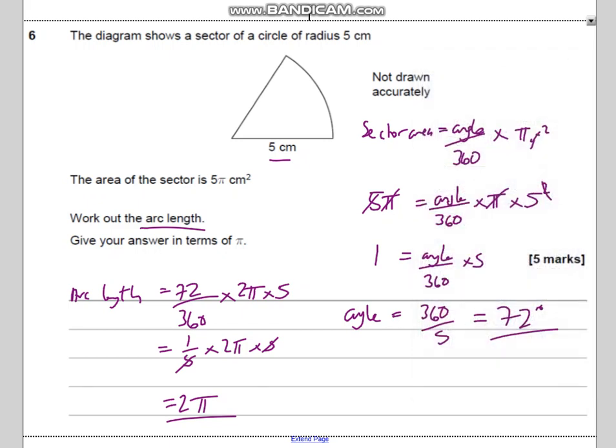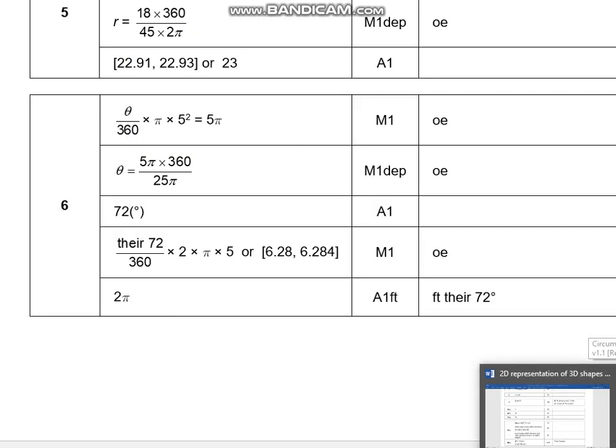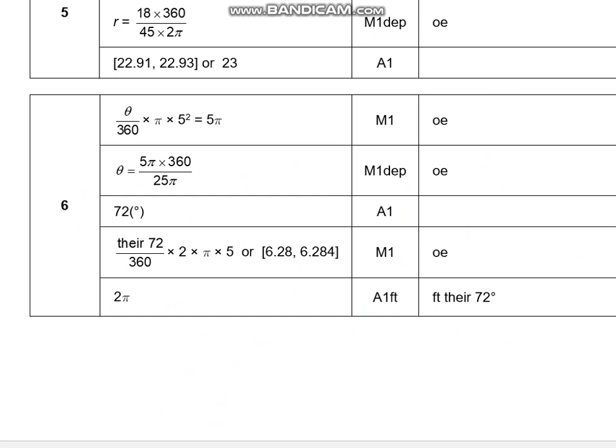That was a big question at the end, 5 marks. So let's just have a little look at where those came from. So there we go. It was 1 mark for getting the 5 pi, 1 mark for rearranging to get the angle, then you got 3 marks for getting the angle, and then using the angle formula, and then a final one for getting the 2 pi. Now you could still have got the follow through on that, so as long as you use the right angle.